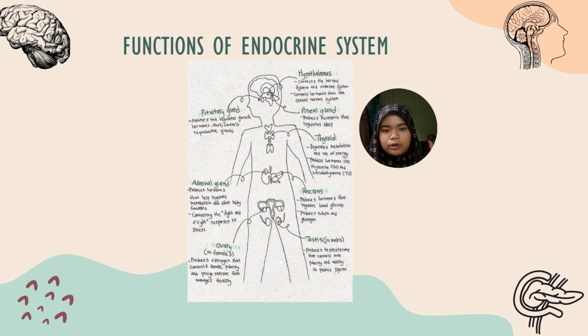Adrenal gland produces hormones that help regulate metabolism and other body functions. It controls the fight or flight response to stress. Pancreas produces hormones that regulate blood glucose. It produces insulin and glucagon. Ovary in females produces estrogen that controls female puberty, and progesterone that manages fertility. Testes in males produce testosterone that controls male puberty and the ability to produce sperm.